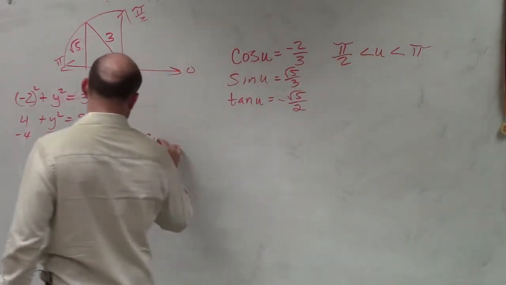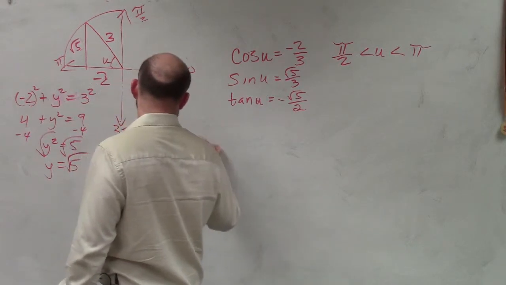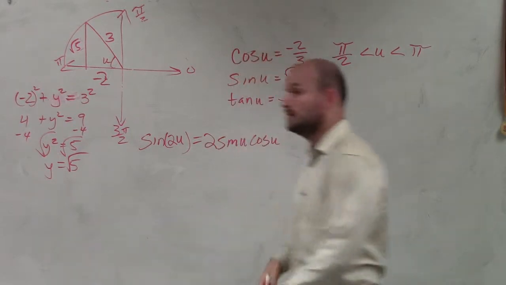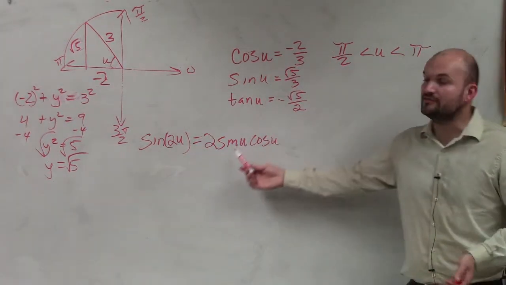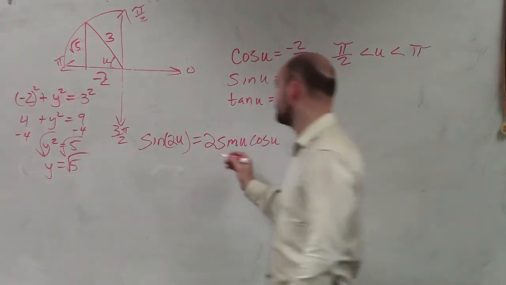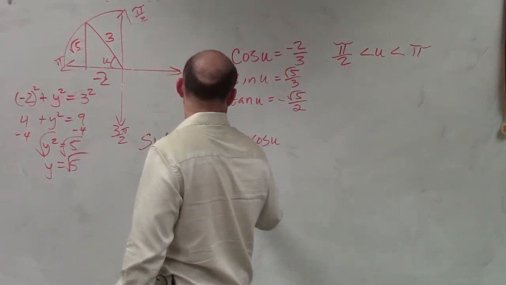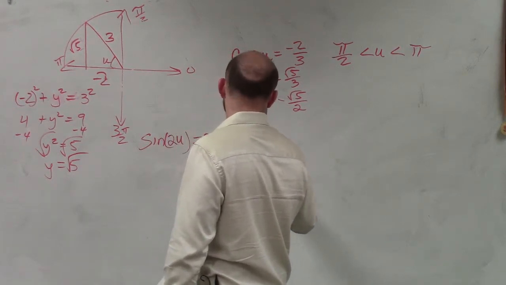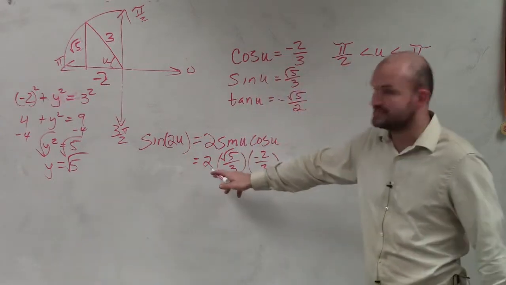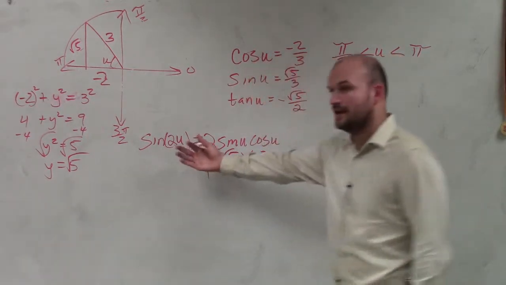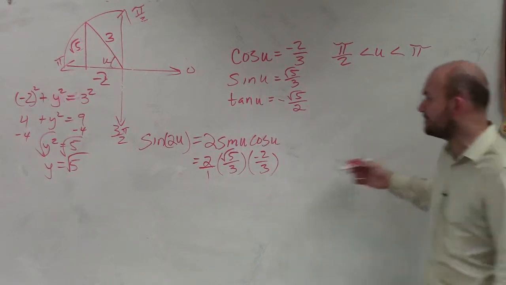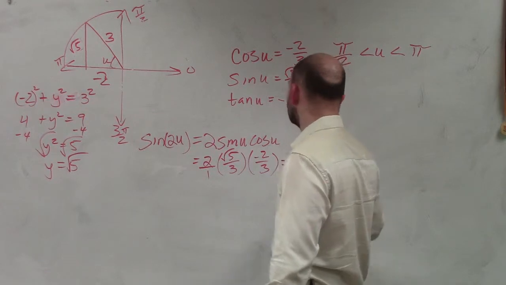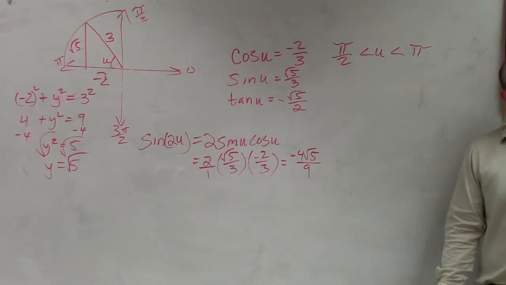So let's do sine of 2u, because we're asking for the double angle formula. That's 2 sine of u times cosine of u. To solve this problem, all we're going to do is plug in the value for sine of u and for cosine of u. So that equals 2 times square root of 5 over 3 times negative 2 over 3. Since 2 is a whole number, we can rewrite it as a fraction and then just multiply your numerators and multiply your denominators. So my final answer is negative 4 times square root of 5 over 9. Done. Yes?